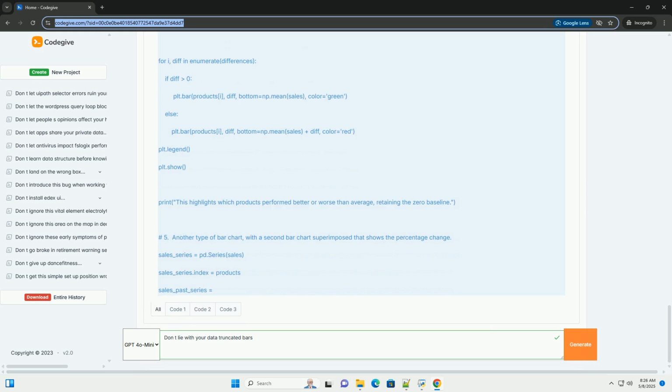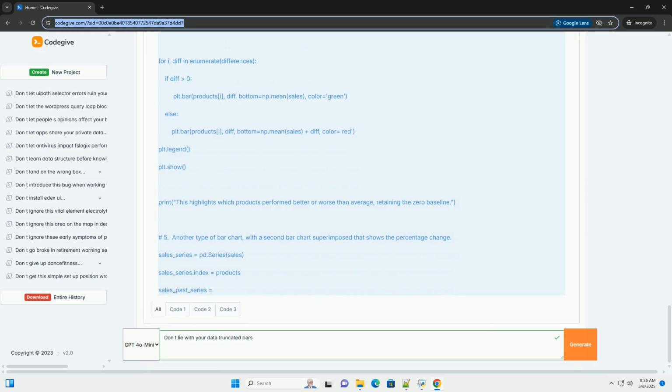Dual bar chart for percent change. The last chart superimposes a bar chart showing current sales, with another bar chart that sits on top of the first chart, displaying the percent change. This allows for direct comparison without misleading the underlying data.